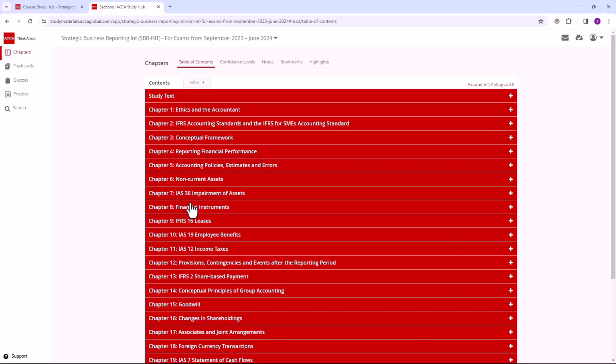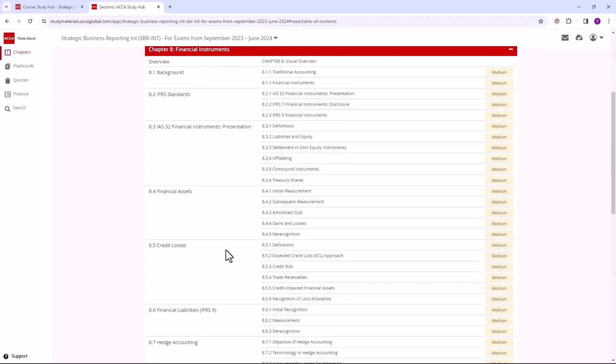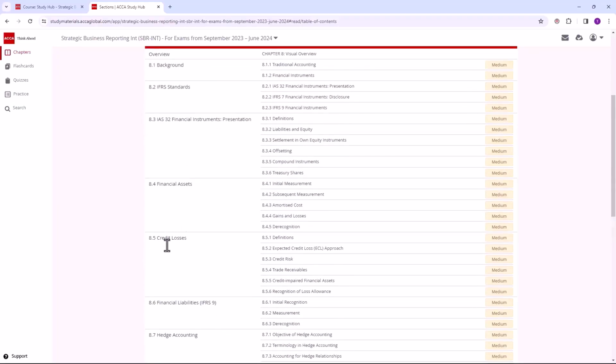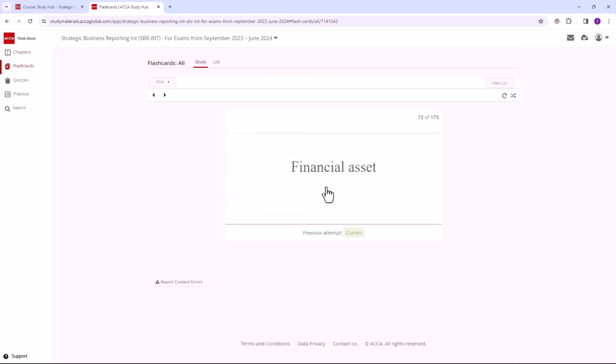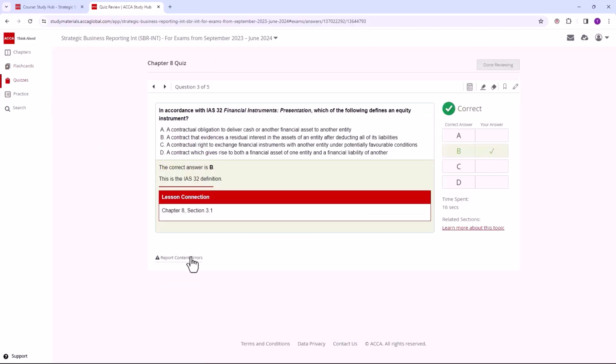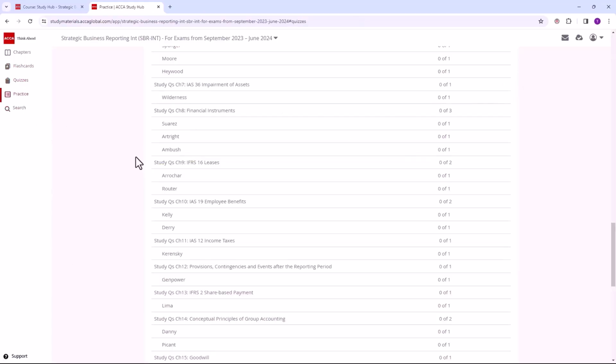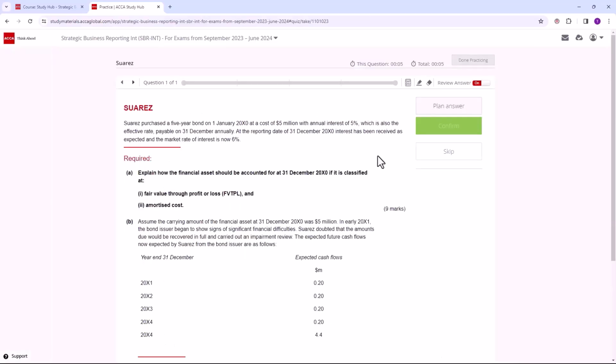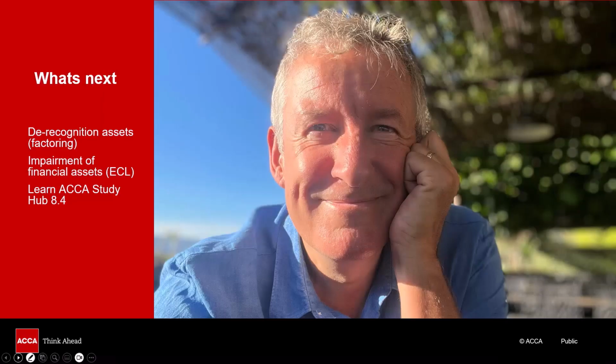So you gain access to the ACCA Study Hub via your My ACCA. And we can see here in the chapters, chapter 8 is where the financial instruments are dealt with. And look, there, 8.5, a story about credit losses. But there's more to the Study Hub than just chapters. Look, there's flashcards. And of course, there's one on financial assets. And there's quizzes too. But of course, there's also questions to practice. And this one, Suarez, is on financial assets. Look at 8.4. That's the area on financial assets.